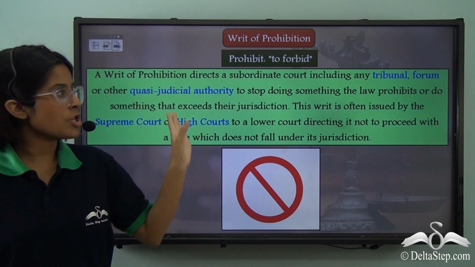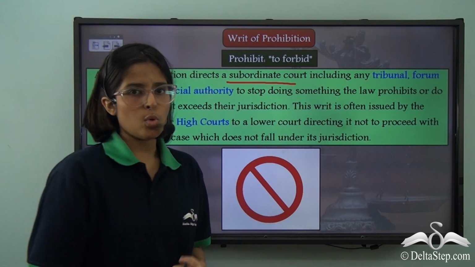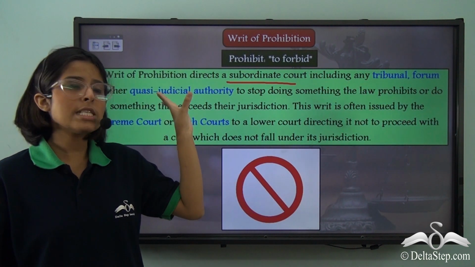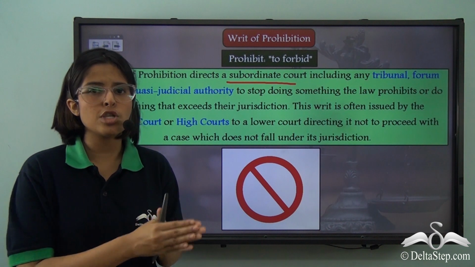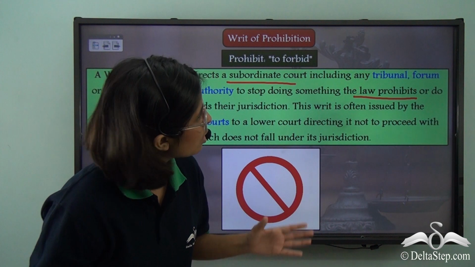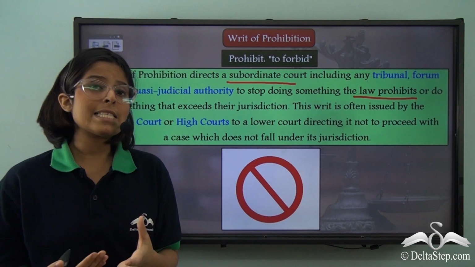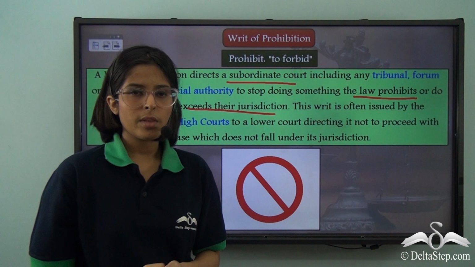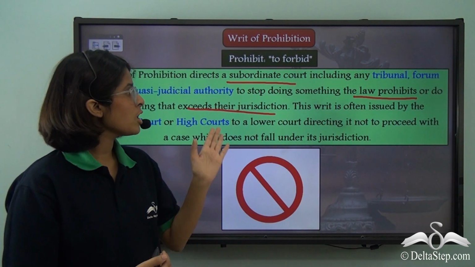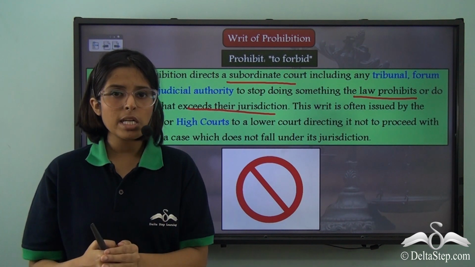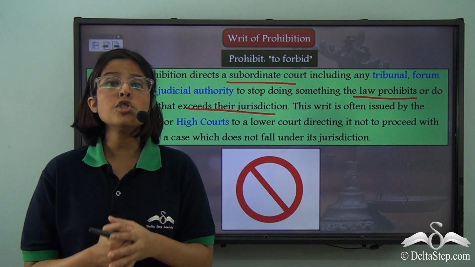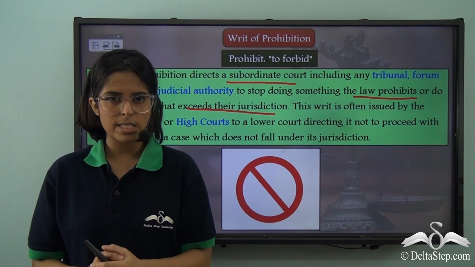A writ of prohibition directs a subordinate court, including any tribunal, forum, or any other quasi-judicial authority, that is any semi-judicial authority, to stop doing something that the law prohibits or something that exceeds their jurisdiction. This writ is often issued by the Supreme Court or the High Courts to a lower court, that is a subordinate court, directing it not to proceed with a case which does not fall under its jurisdiction.